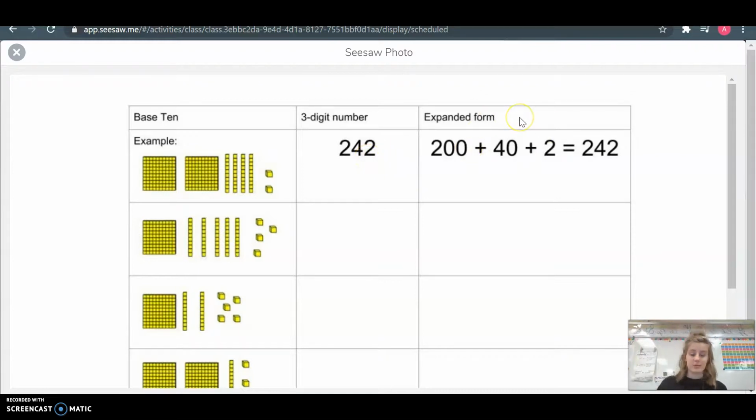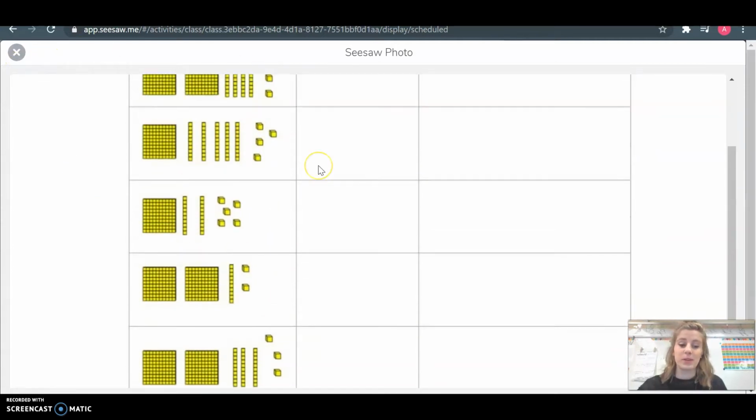Then you're going to do expanded form. Remember, expanded form is just when we make our numbers bigger to what they really represent. So when we write our number 242, it really means we have 200, right? So we have two hundreds blocks, which means we have 200 plus our 4 10 sticks equal 40. So we say plus 40. And our ones cubes just equal 2, right? 200 plus 40 plus 2. So you are going to do that for the rest of these as well. Okay, so these are your 2 assignments that are due today.